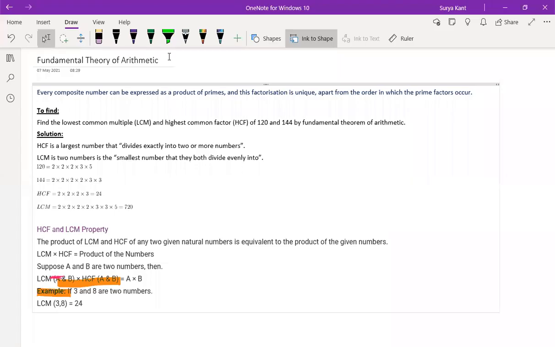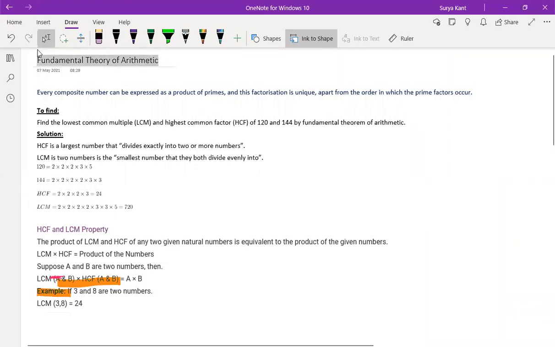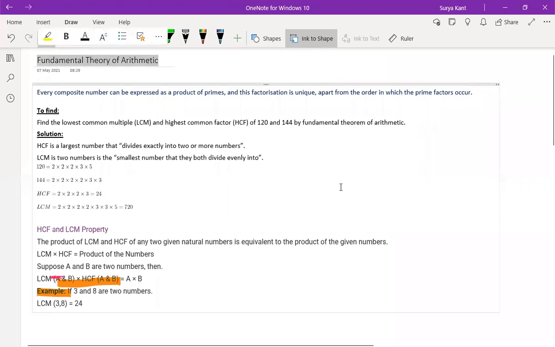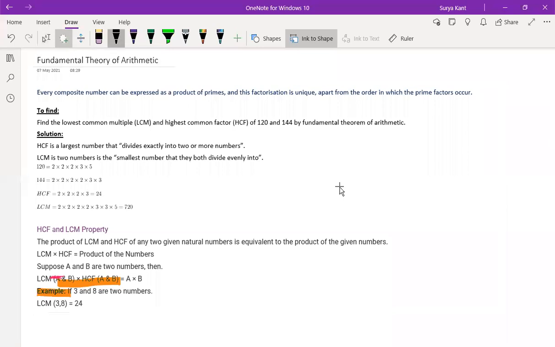What is the fundamental theorem of arithmetic? Do you know that? Any one of you? Others, Hemant, children? No, sir. Okay, fine.